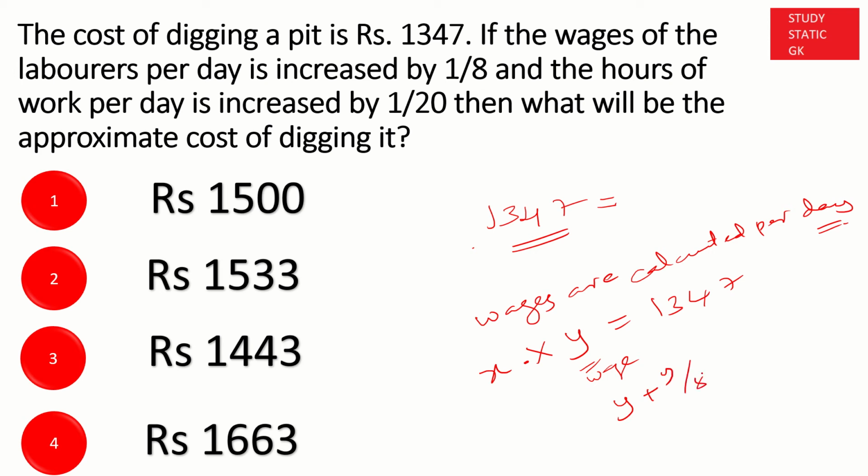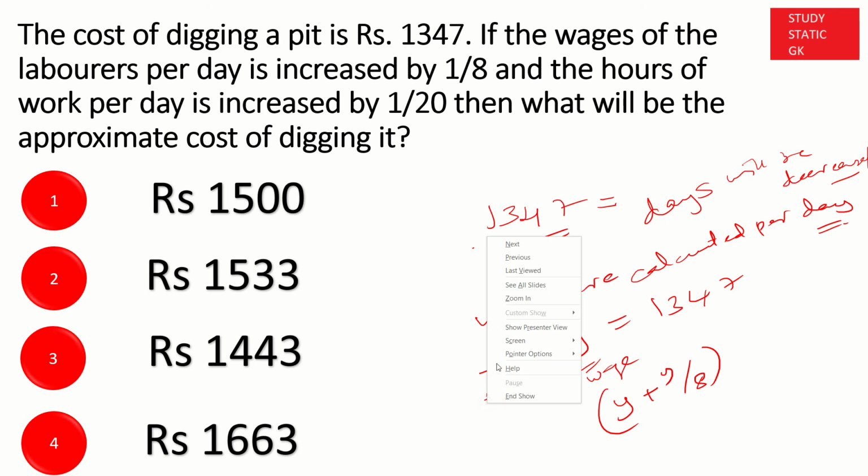So the wage will be X into 1 by 8 more, and hours of work per day are increased by 1 by 20. So hours will be increased. So when hours are increased, the days will be decreased, right? Hours are increased means days will be decreased.